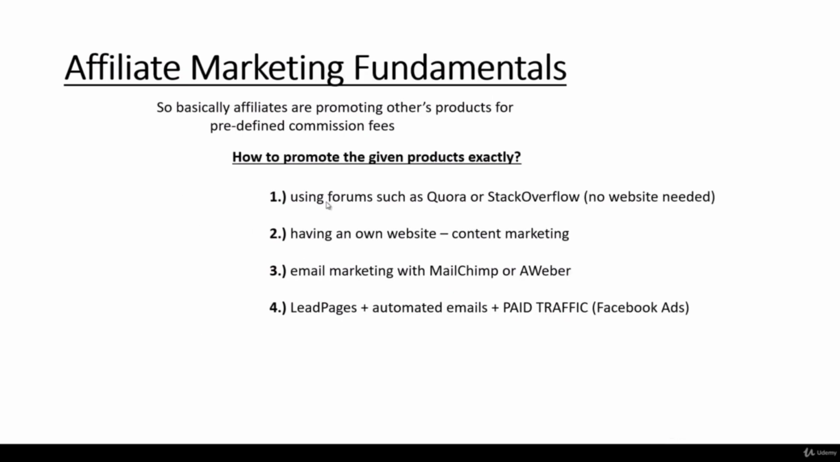So this is why I told you that if you are a professional affiliate marketer, then this is the strategy you are looking for. You have to use lead pages in order to acquire the email addresses of your clients, and you have to use automated emails with Drip, plus paid traffic from Facebook, for example. So if you are a professional affiliate marketer, then this is the strategy you are looking for.